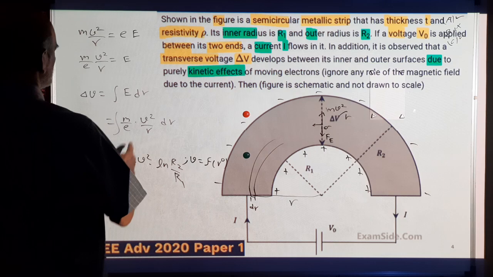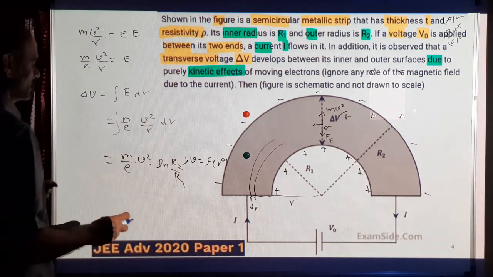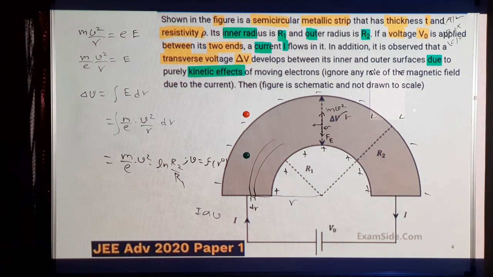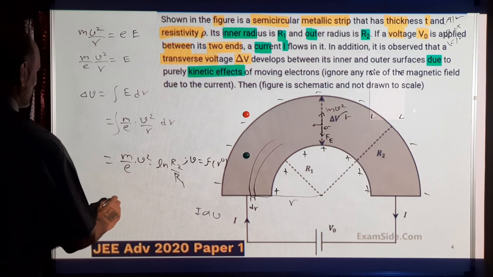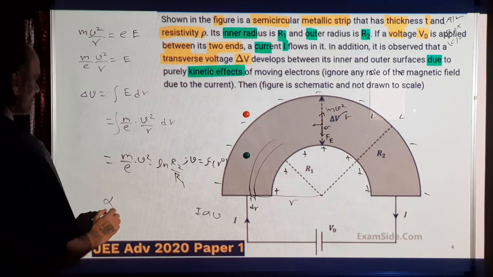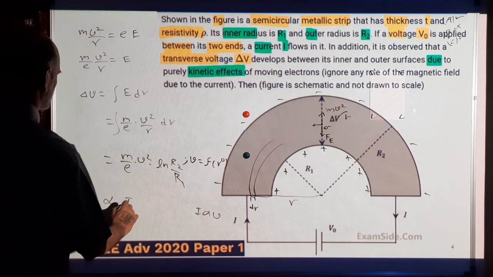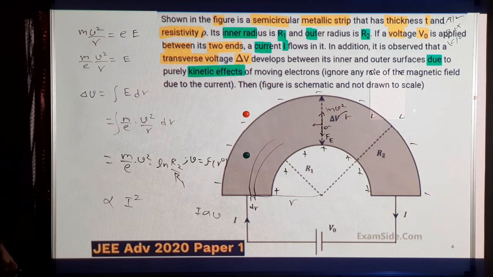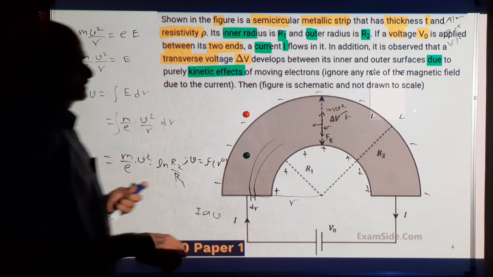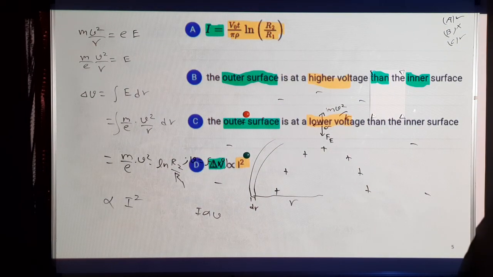So if this assumption is true, then v square will come out, and if velocity is more, the current will be more. So current is proportional to the velocity, because current is rate of flow of charge. So this is proportional to v square. Other things are constant, and v square is proportional to I square. So the potential difference in the transverse direction is proportional to I square. So option D is also true.